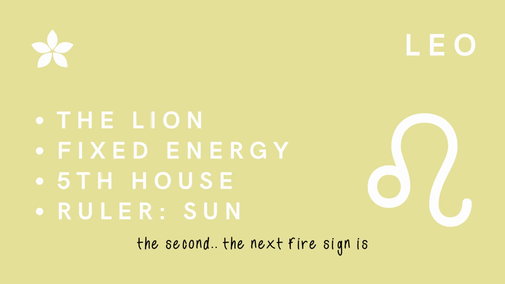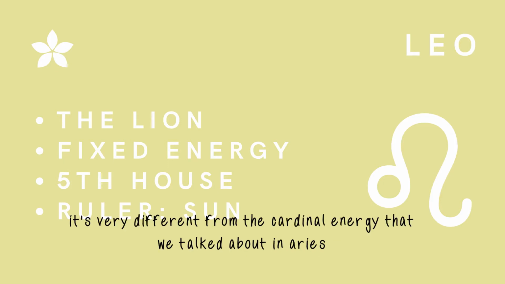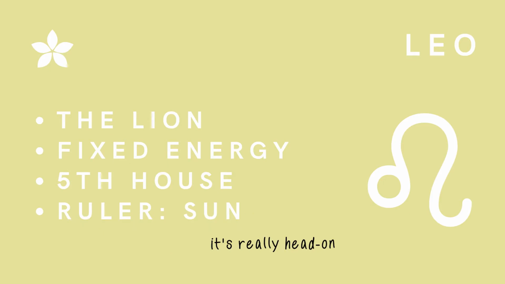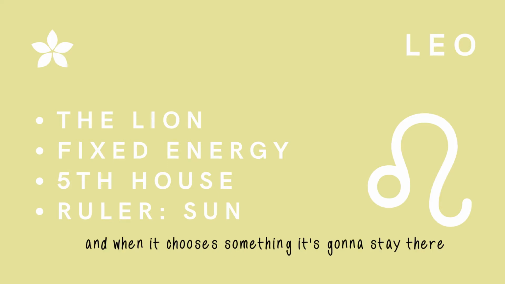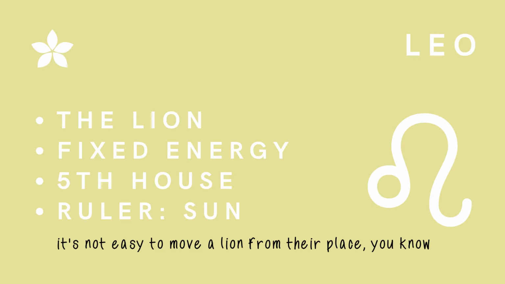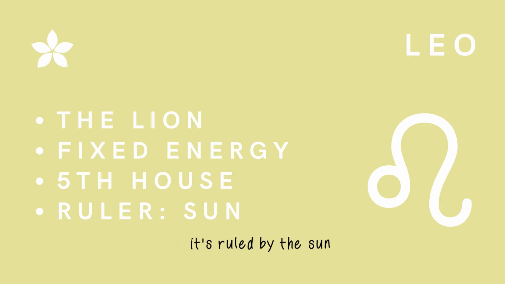The next fire sign is the beloved, the worshipped, the admired Leo. So Leo is represented by the lion. It's fixed energy. It's different from the cardinal energy that we talked about earlier in Aries. It's really head on, and when it chooses something, it's just going to stay there. It's not easy to move a lion from their place, you know. It's ruled by the sun, and it manifests in the 5th house.